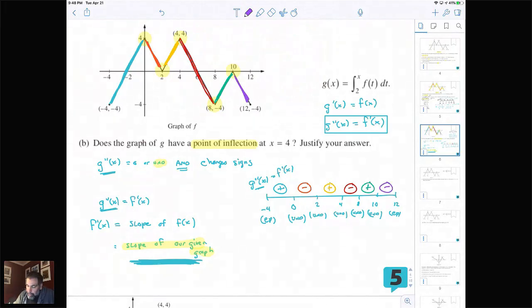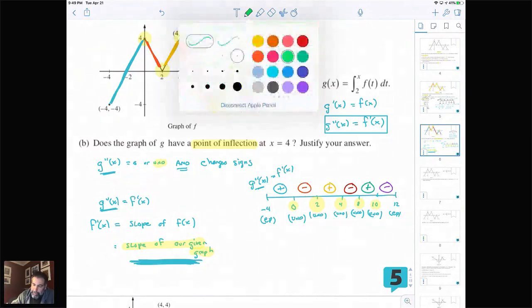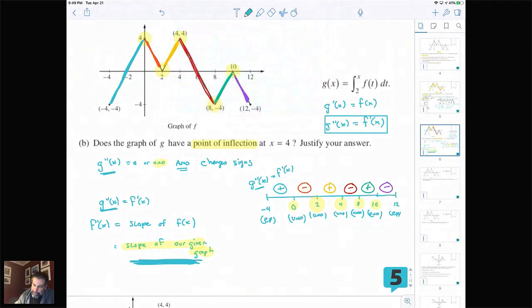Okay, so what we're going to see here is that all of these values, 0, 2, 4, 8, and 10, are all going to be inflection points because we have the second derivative changing signs. So that's the general answer to this question specifically. They only asked us about x equals 4. So we would write, there is an inflection point at x equals 4.